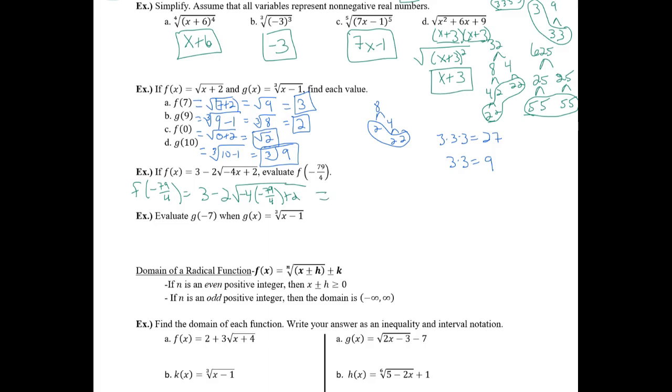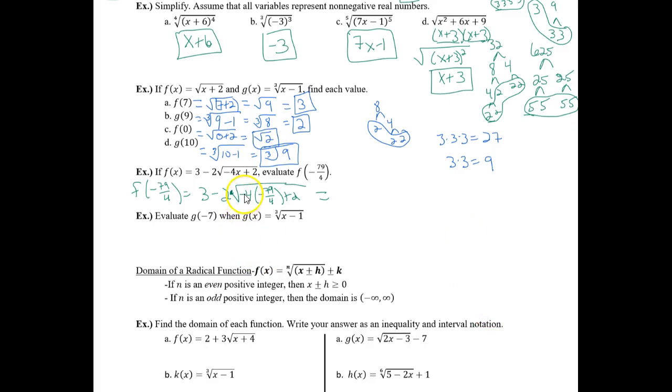A lot of times I see students try to do 3 minus 2 because it's easy and it's there. But remember, a number next to a radical means multiply. So I cannot subtract those because multiply is more important. It's a higher level of our order of operations than subtraction. So let's go ahead and simplify this square root first, and then multiply, and then we can subtract.